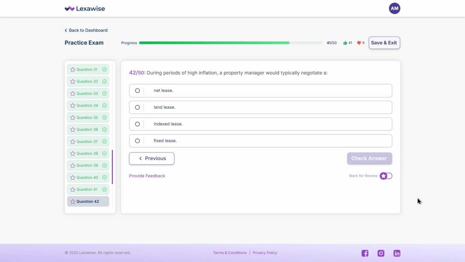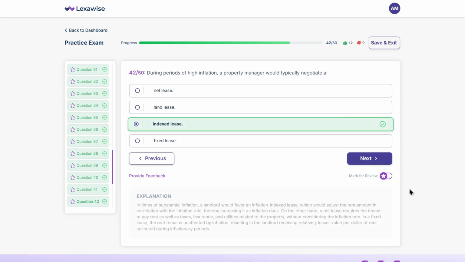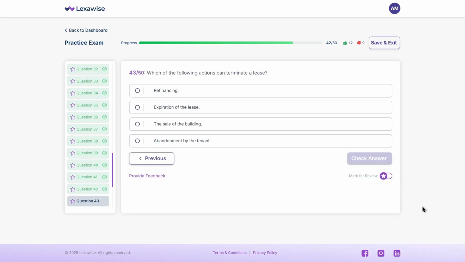The correct answer is C, indexed lease. Why? Because an indexed lease adjusts the rent based on inflation, helping the landlord keep up with rising costs. Next, here's one more.